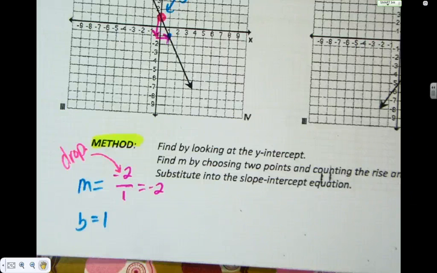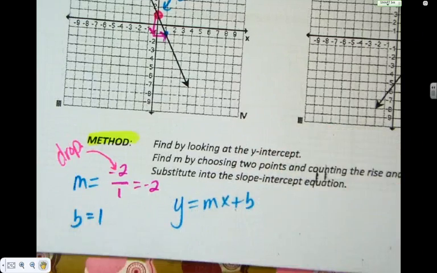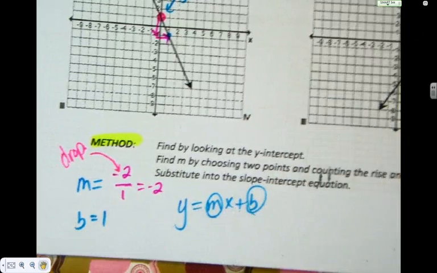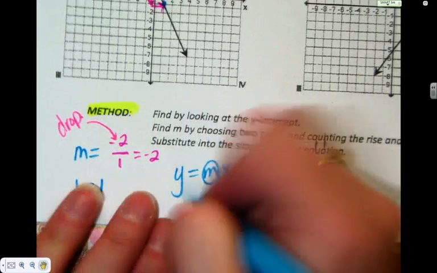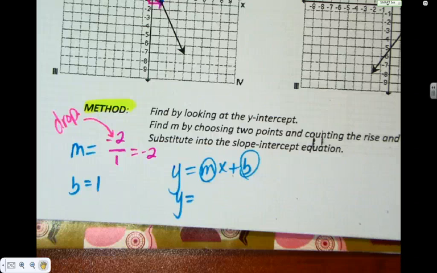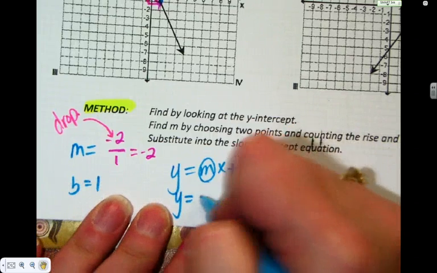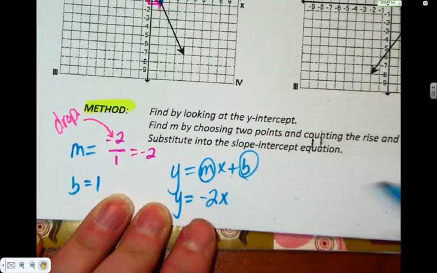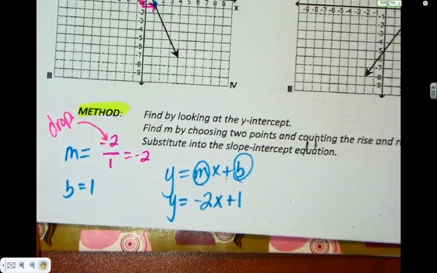Now we're doing exactly what we did above. We know y equals mx plus b. I need to take out m and I need to take out b. And I just need to put in the numbers they're equal to. So the first one, the equation is y equals -2x plus 1. How are we doing so far?